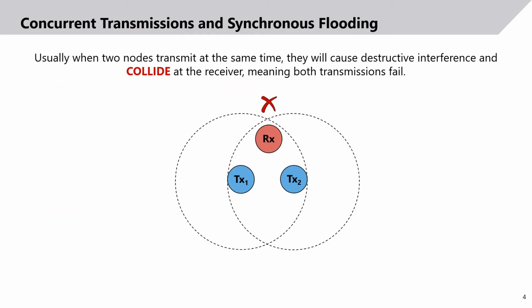And this brings us nicely to concurrent transmissions and synchronous flooding. Now, usually when two nodes transmit at the same time, they cause destructive interference and actually collide at the receiver, meaning both transmissions fail. And this is the entire point of 6TiSCH and of time-slotted channel hopping: by scheduling communications optimally across the mesh network, you're able to have multiple nodes transmitting simultaneously because they're transmitting on orthogonal frequencies.